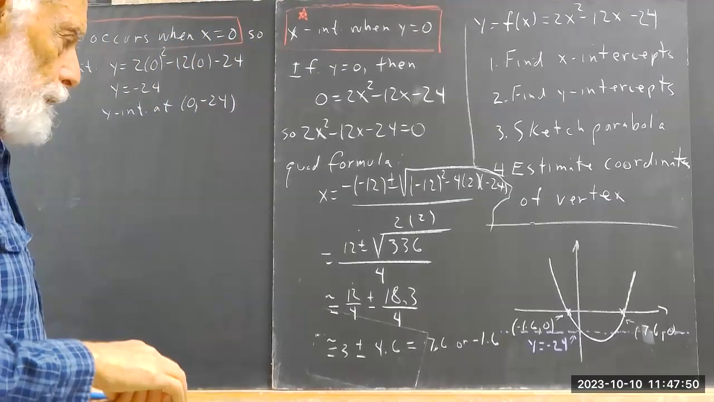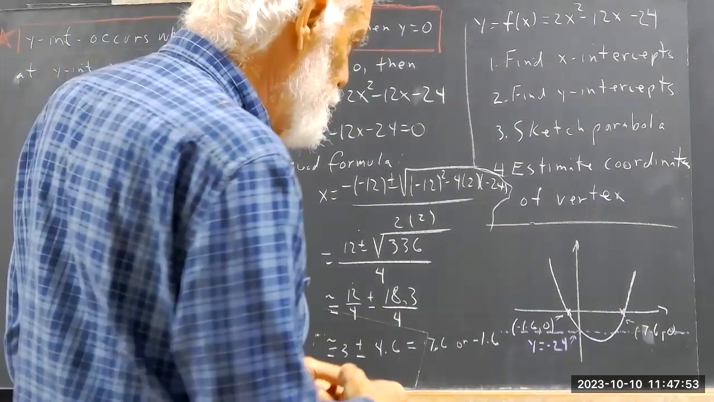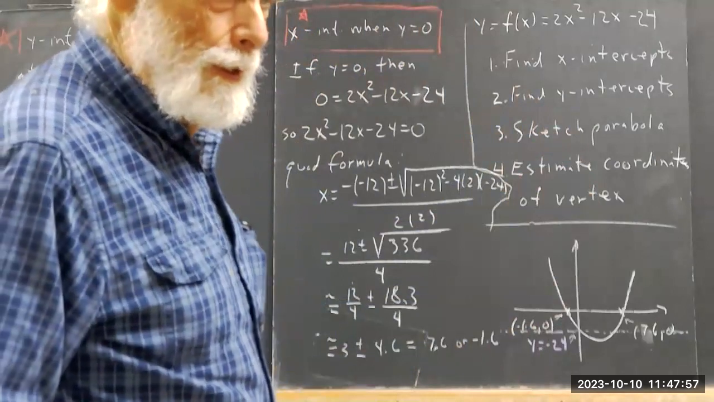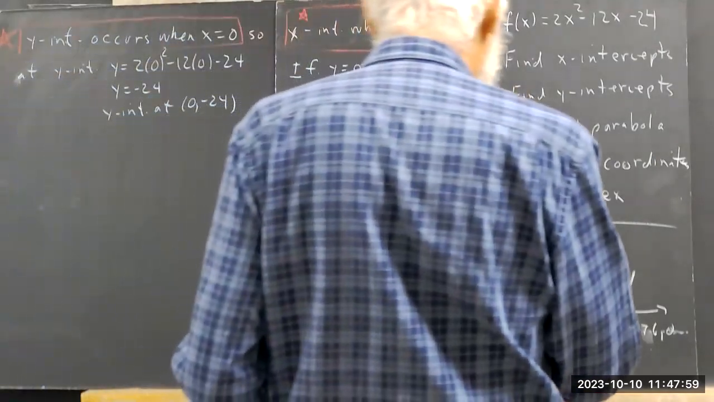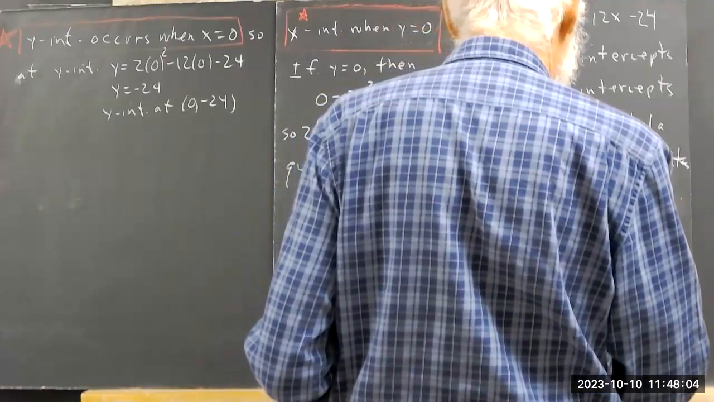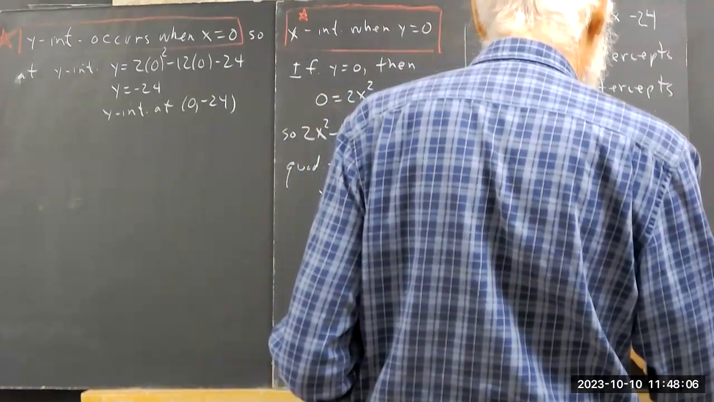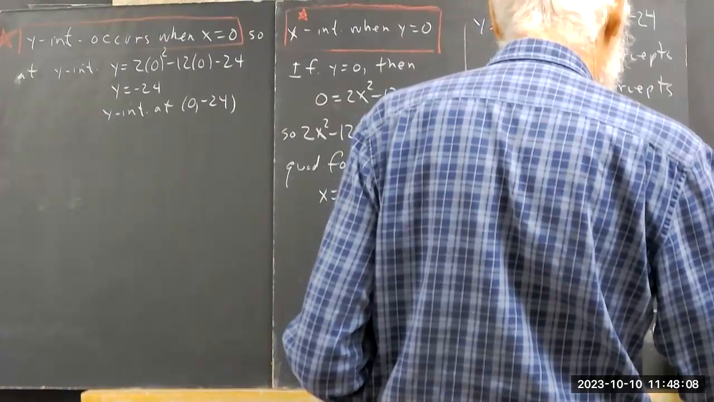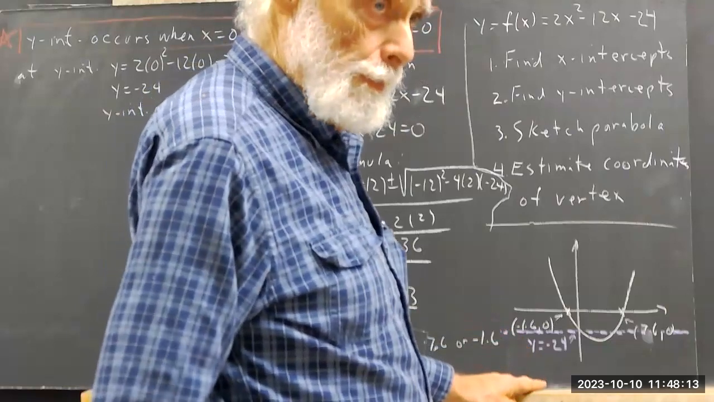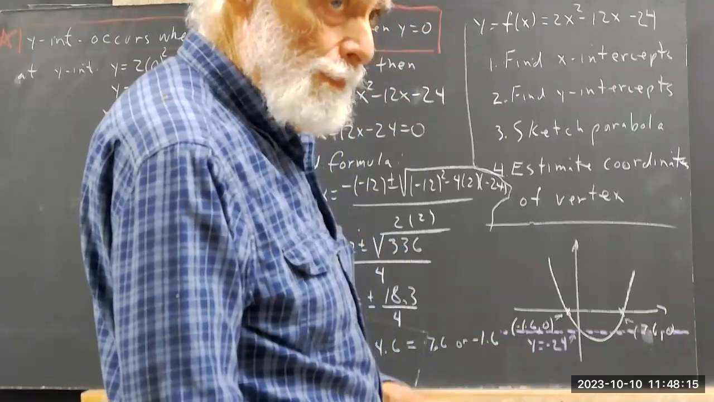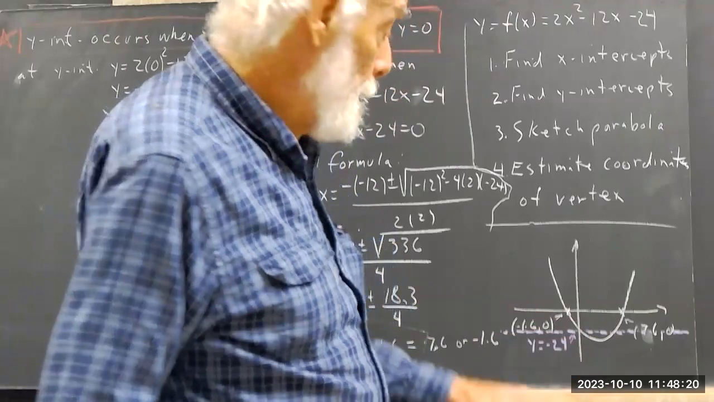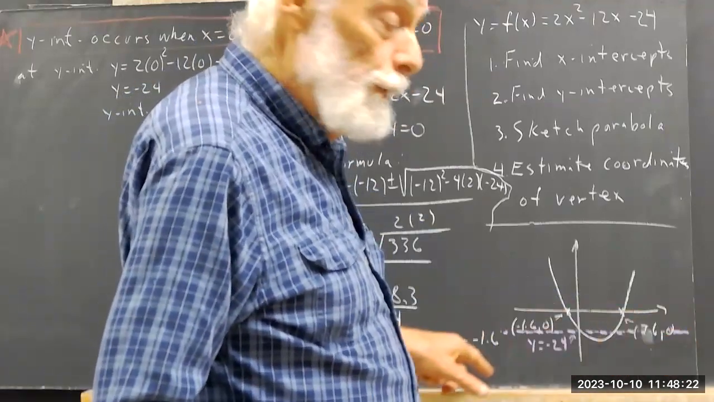Now, one thing I did that I didn't see very many people doing, and maybe because it's a little hard to see from back there, so I'm going to do it a little more boldly. I've got the line y equals negative 24 here. That's the line through the y-intercept, the horizontal line through the y-intercept. y is negative 24 everywhere on this line.